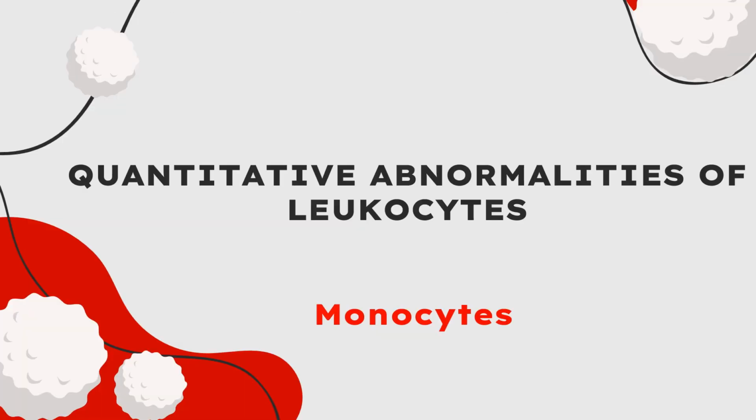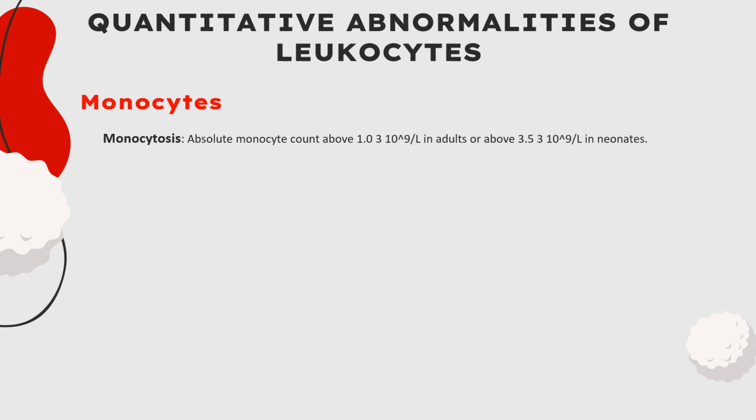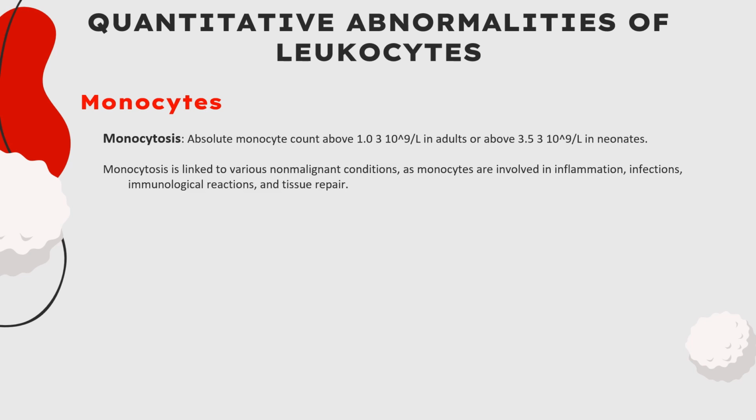Monocytes, those versatile immune cells that often take center stage during inflammation and immune responses. Monocytosis, when the absolute monocyte count rises above 1.0 billion per liter in adults or 3.5 billion per liter in neonates, can occur due to various non-malignant conditions. Monocytes are multitaskers, they partake in inflammation, infections, immunological reactions, and even tissue repair.